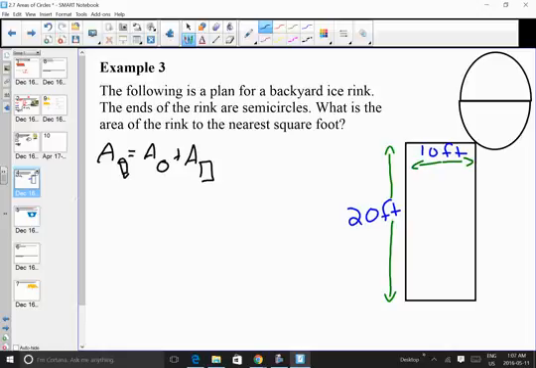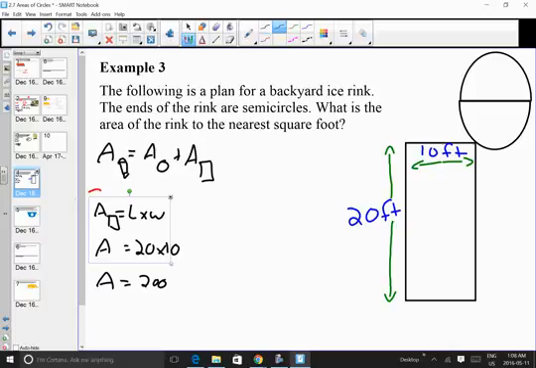Let's do the easy shape first. Let's do the rectangle. So the area of the rectangle is just length times width. Length was 20, width was 10. So that area, I'm not even going to a calculator, 20 times 10 is 200. Alrighty. Save that for later. Now let's do the area of the circle.